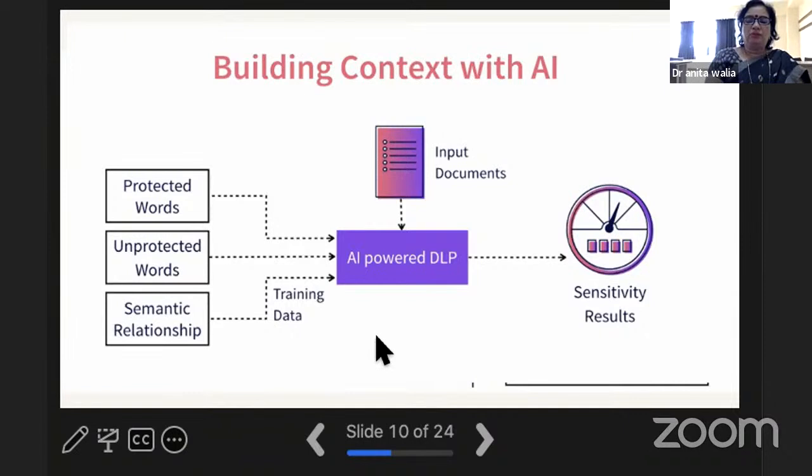Once the trained model is deployed on incoming new documents, it is able to recognize the relation between the words and understand the context just like a human being. So AI-based DLP finally assigns a sensitivity level. Once it goes through those messages and finds the protected and unprotected words, with semantic relationships, it can understand the context. And the outcome is that it will apply the sensitivity level, whether the data is sensitive, more sensitive, personal, or confidential, all those kinds of decisions.